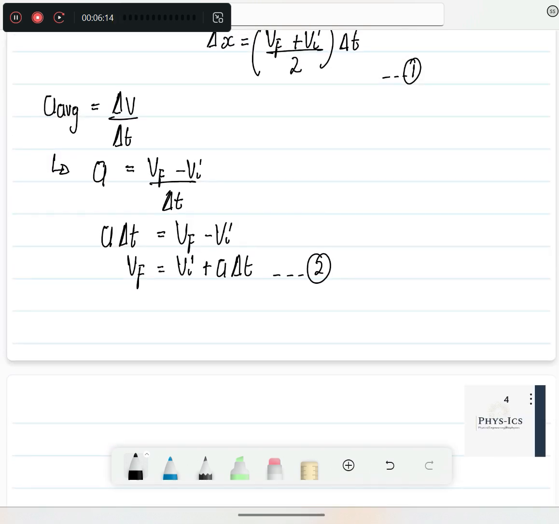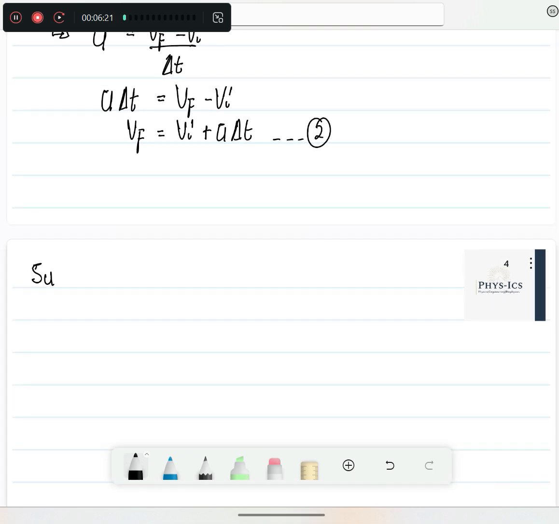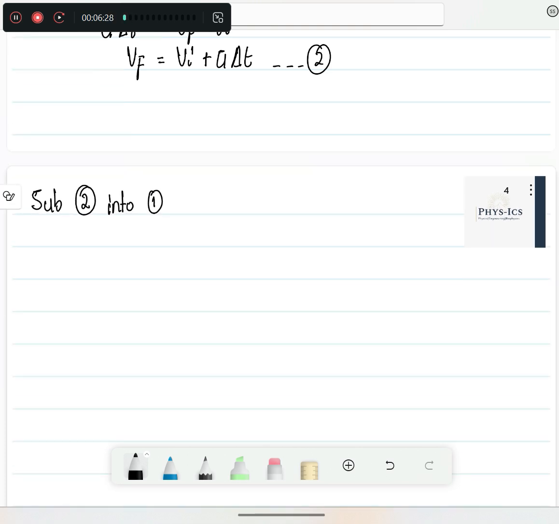And then he said if you substitute equation 2 into equation 1, such that he derived that. Substituting equation 2 into equation 1, he took equation 1 as it is and wrote it down to be Vi divided by 2 multiplied by change in t.